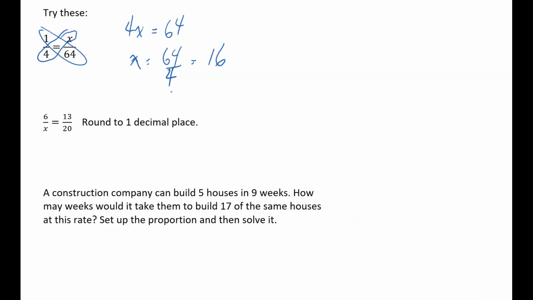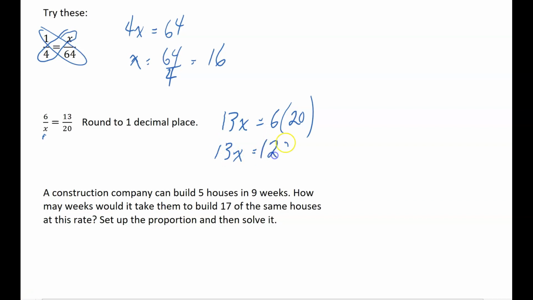The next one, we're solving for x down here. So we should write 13 times x is equal to 6 times 20, or 13x is equal to 120. And so then x, we must divide both sides by 13. X is equal to 120 over 13, which is 9.2. We're going to round to 1 decimal place.